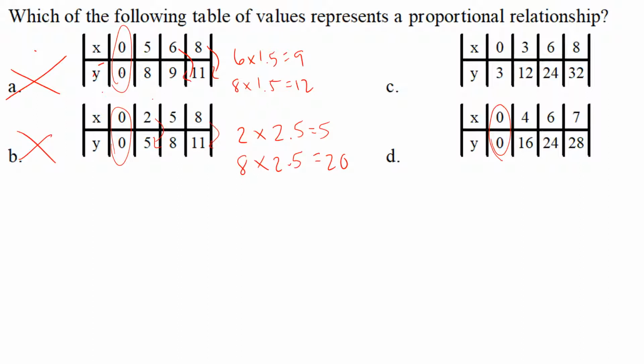Here, 4 times 4 is 16. And then 6 times 4 is 24. And 7 times 4 equals 28. Ha! You multiply by the same number to get to the next one. It is D.